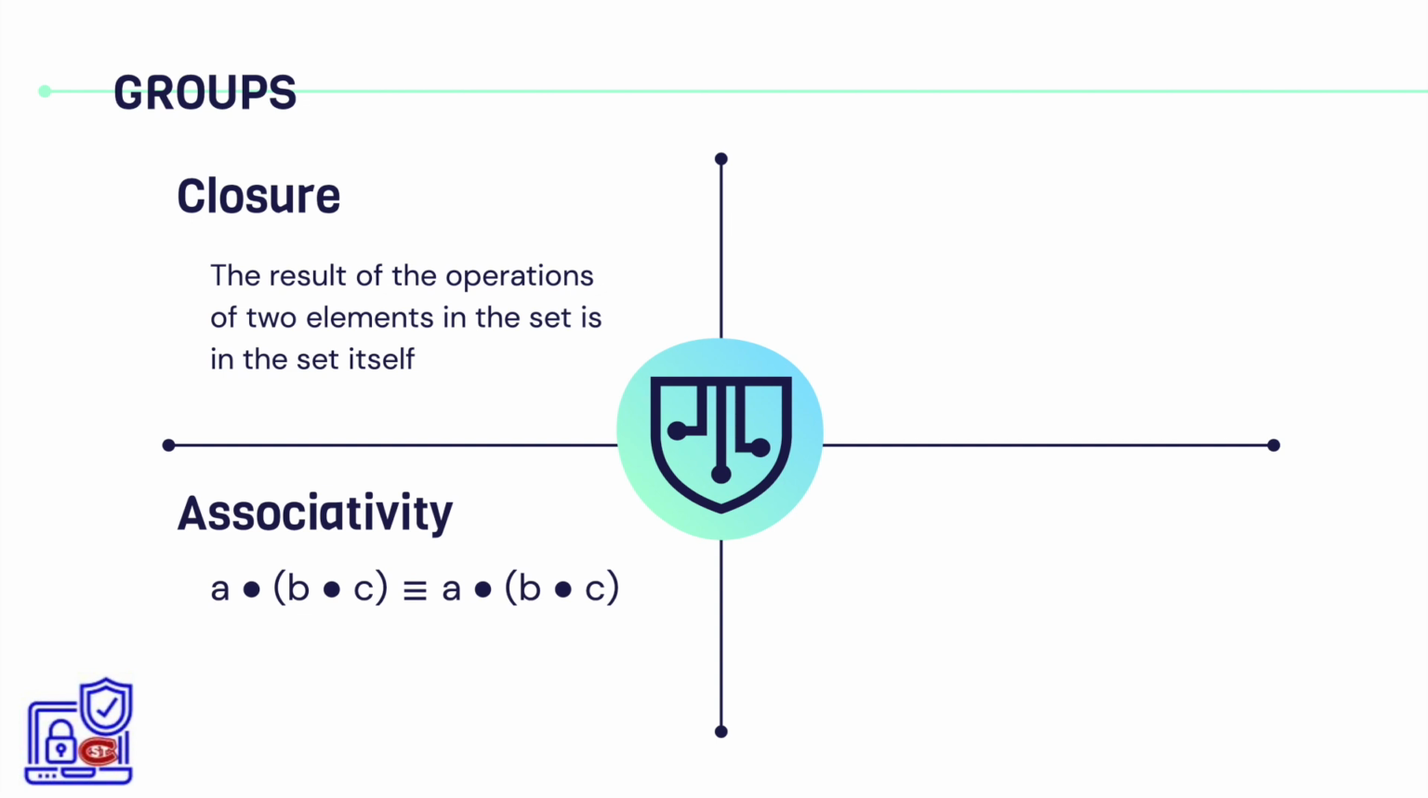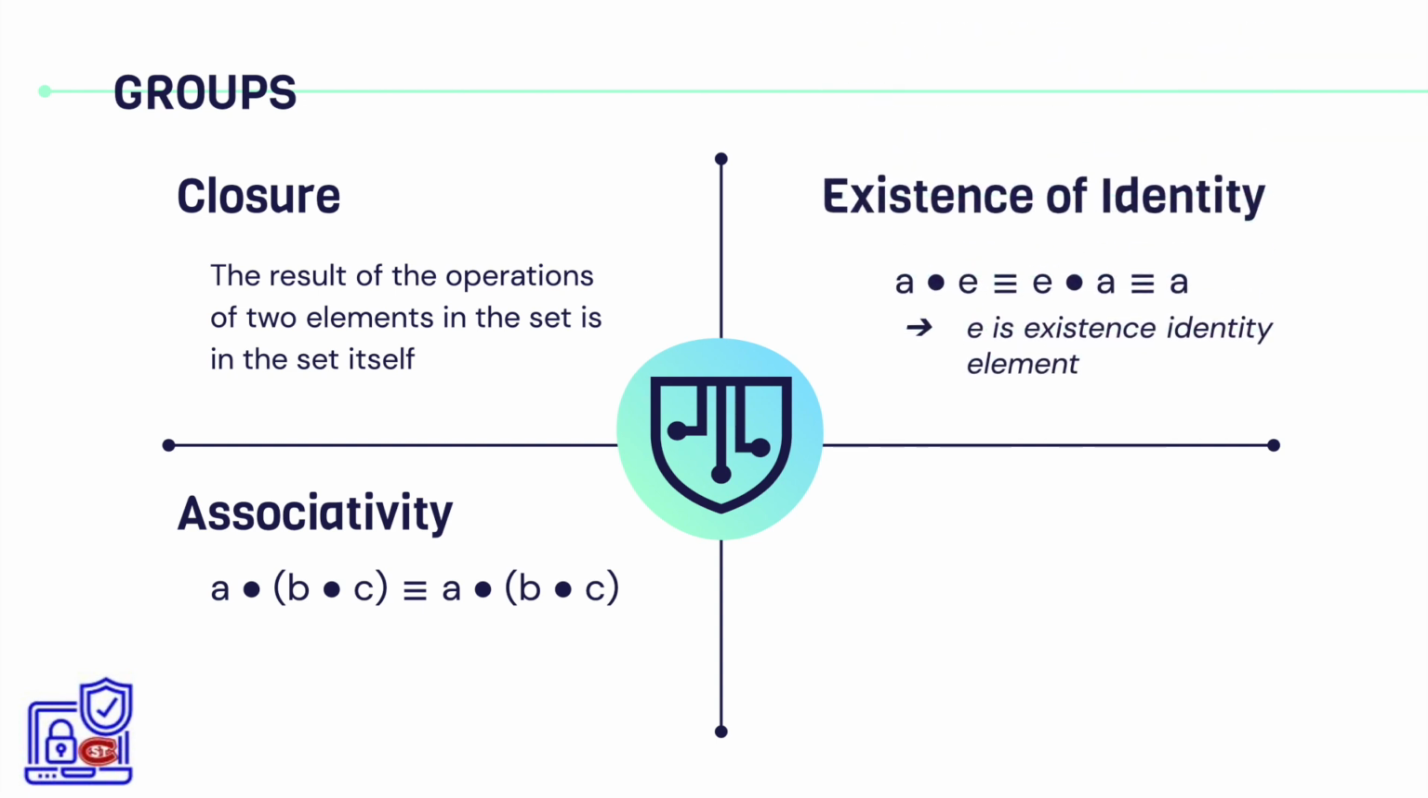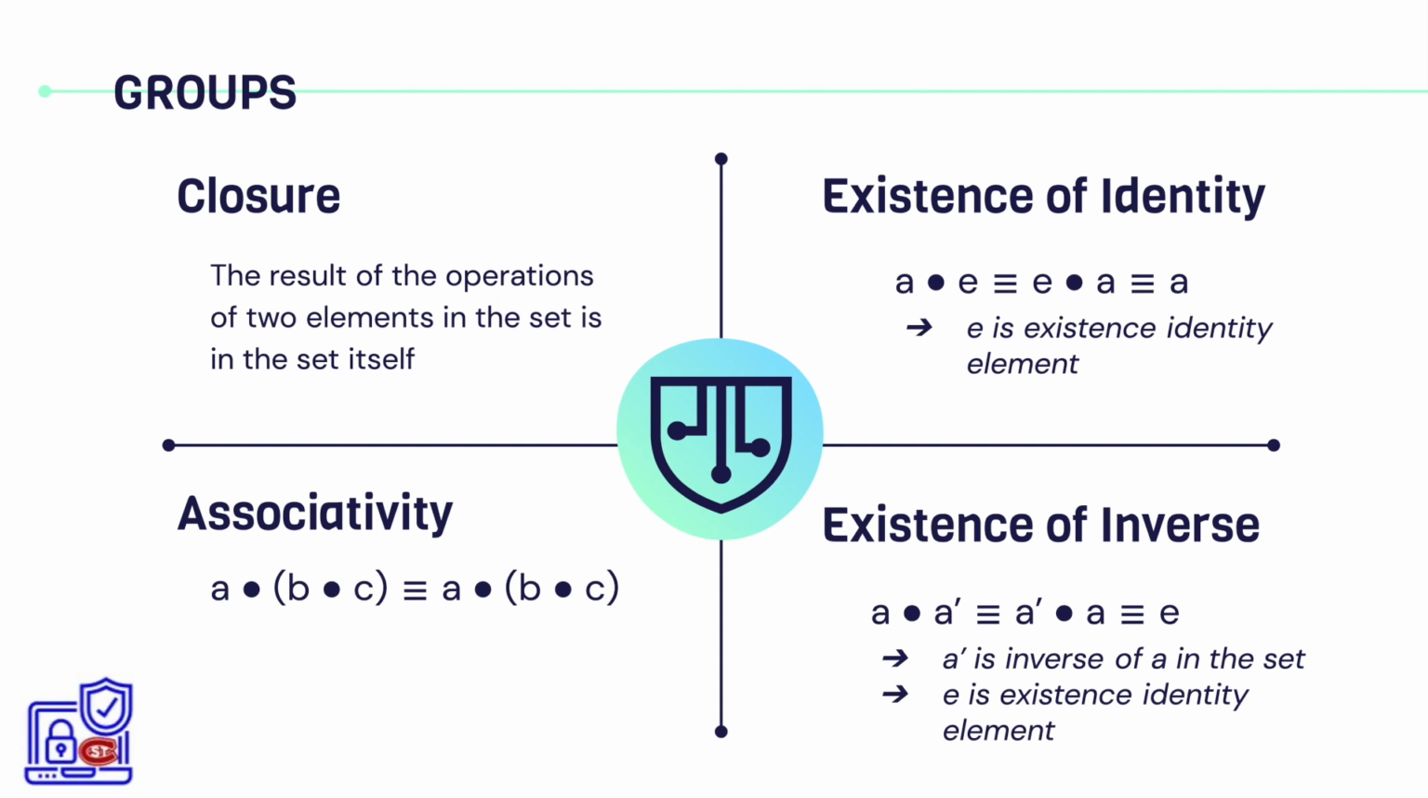Associativity. If A, B, and C are elements of G, then A operation (B operation C) is no different to (A operation B) operation C. This indicates that it does not matter in which sequence the operations on more than two elements are performed. Identity. This property states that for every A in G, there must exist an identity element E in G such that E operation A is the same as A operation E, and is the same as A. Inverse. For every A in G, there is also an element in the set, called A inverse, that is known as the inverse of A. This means A operation A inverse is the same as A inverse operation A, and is the same as the identity element E.